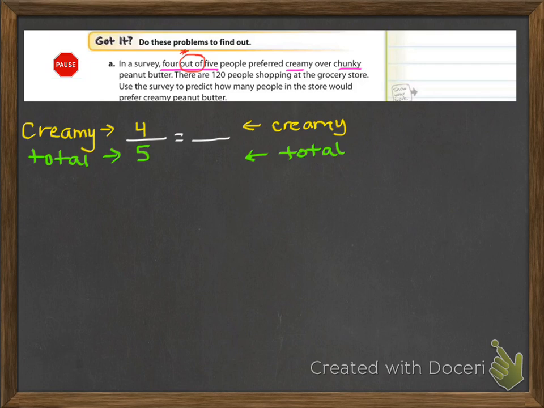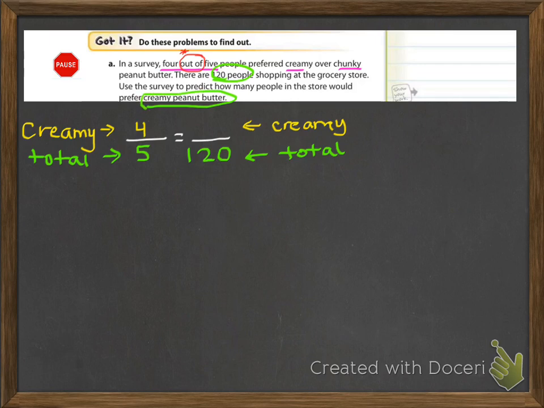Now it says there are 120 people shopping at the grocery store. So would that go for the creamy part? Do 120 people like creamy, or would that go for the total? That would go for the total. So we're gonna write 120 down here. And then it says, and so we are gonna annotate that as well, 120 people. Use the survey to predict how many people in the store would prefer creamy peanut butter.